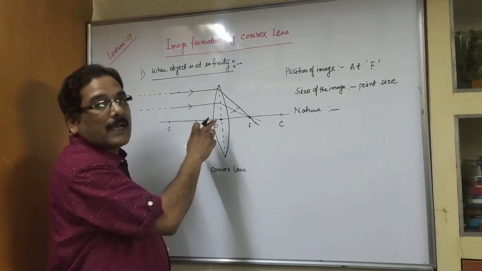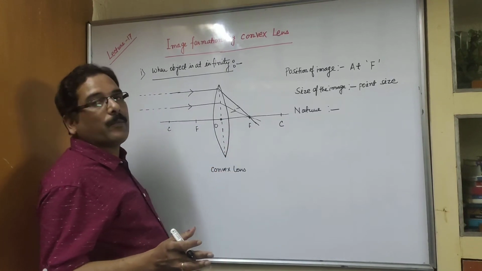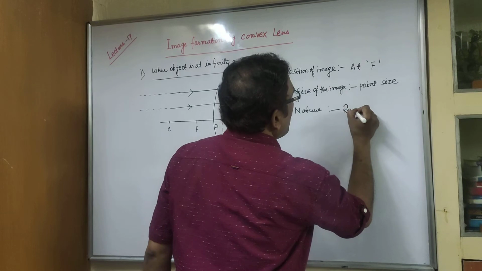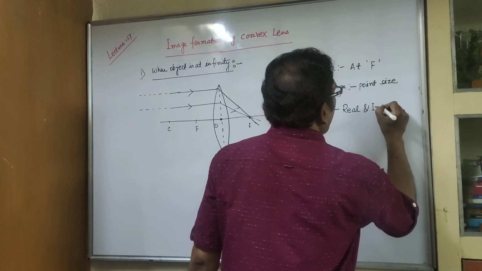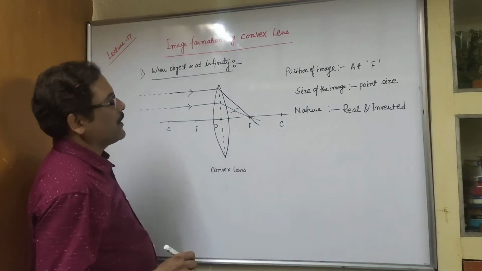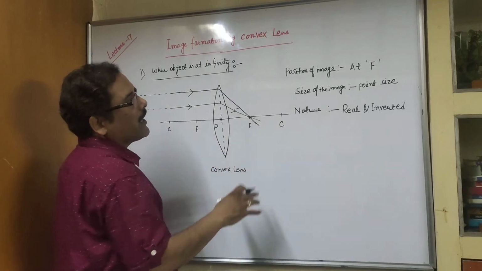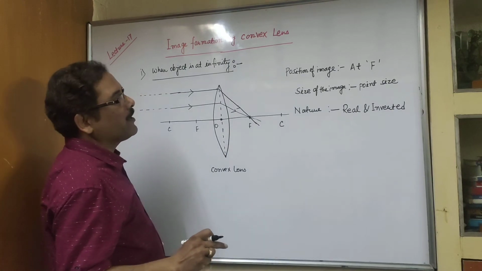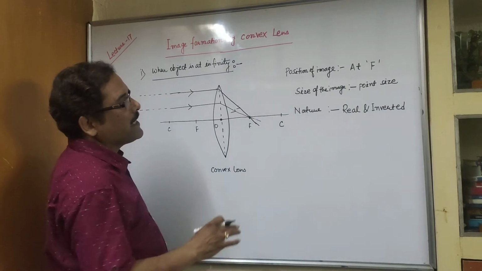So you see, after refraction the light rays are actually meeting at F. So if the rays are actually meeting at a point after refraction, they form a real image. So image is real, and real images are always inverted. So it will be real and inverted. So in this way we have drawn a ray diagram for the first case, and we have written these 3 things. You have to always write these 3 points whenever you draw a ray diagram: where image is forming, position of image, what is the size and nature.